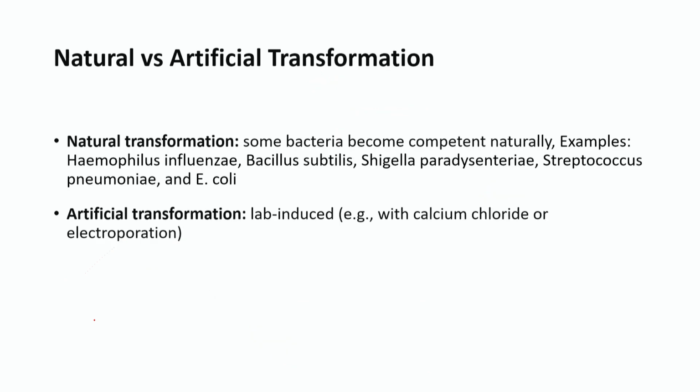Now, natural versus artificial transformation. As I said, there are several bacteria that can naturally take up DNA from the environment. You can see I have listed a number of them, like Haemophilus influenzae, Bacillus subtilis, Shigella, Streptococcus pneumoniae, even E. coli. They have the natural capability of taking up DNA from the environment.